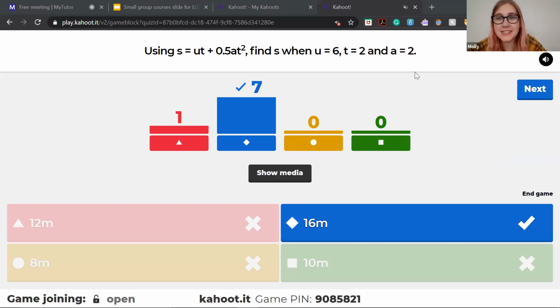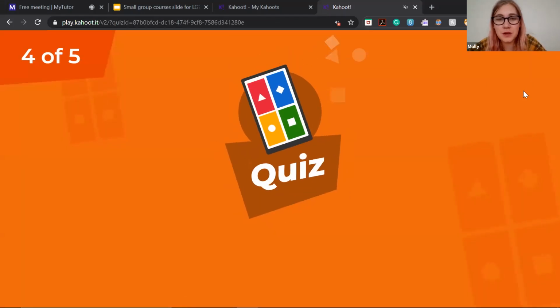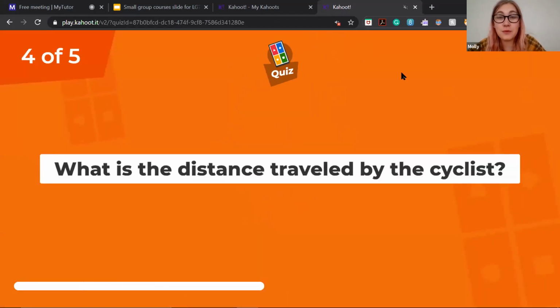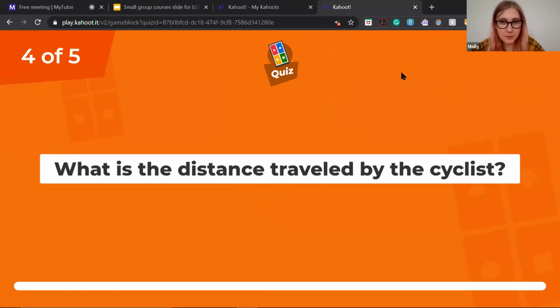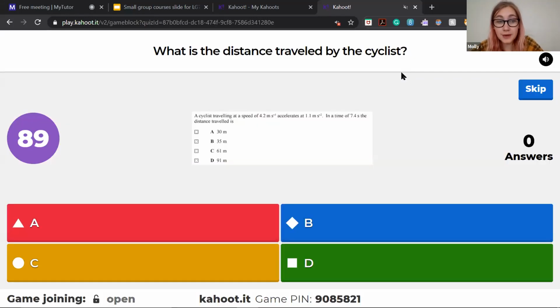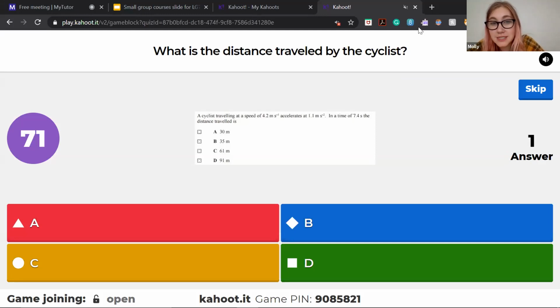Brilliant. Well done, guys. So again, we'll have a look at questions similar to that once we go through everything. Now, these last two questions are going to be quite difficult because if you don't know what formula to use, then it's not going to be as easy as before. So this is only if you know the SUVAT equations, really. So we've got a distance, an acceleration, a speed and acceleration, and a time, and we want to know what the distance traveled is. So if you don't know SUVAT equations, this is going to be difficult.